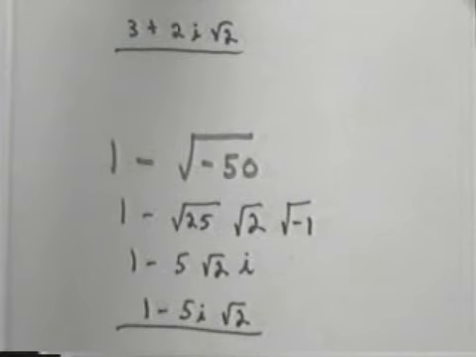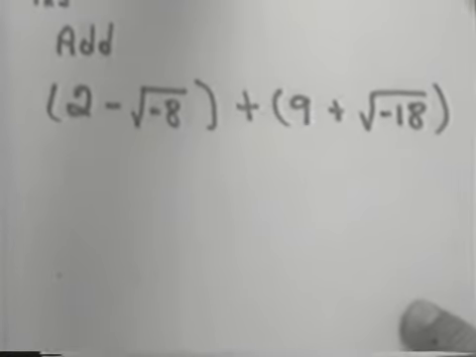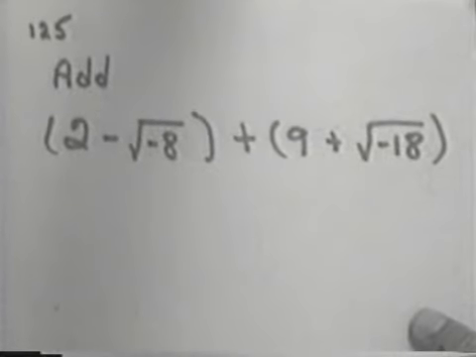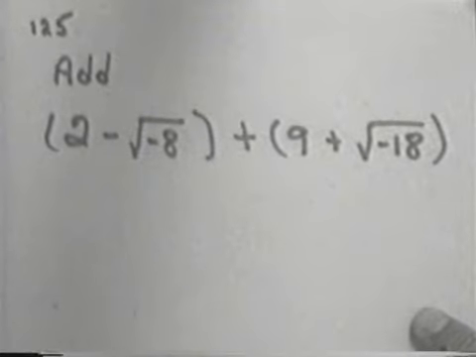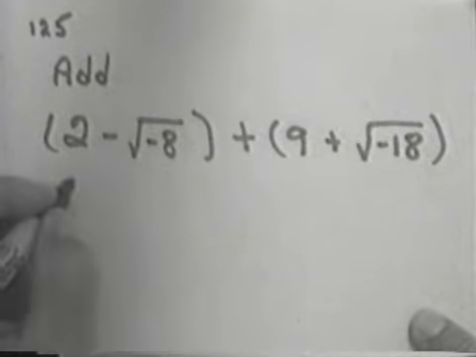Now if you'll be sure to put the complex numbers in standard form before you start, then complex numbers work just like polynomials. Look at an addition example. Let's add 9 subtract the square root of -8 plus 9 plus the square root of -18.